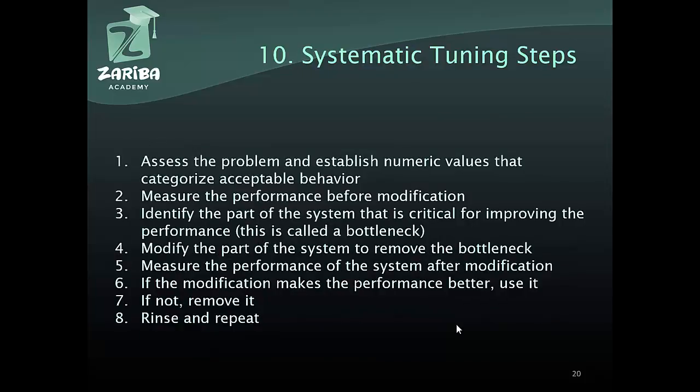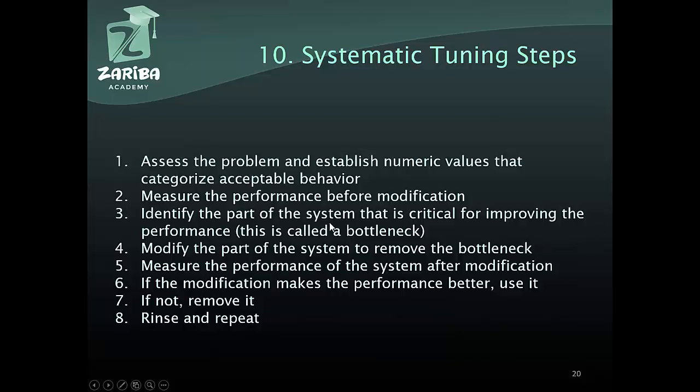Systematic tuning steps. If you actually have something which makes your code slow, then these are the steps to follow. Assess the problem and establish numeric values that categorize acceptable behavior. Okay, so someone says, well, this game is really slow, make it faster. And you have to ask, okay, how much faster do you want it? So here it has to be 50 frames a second, or here it has to be 120. Just tell me so that I can test and try to optimize it so that it works.